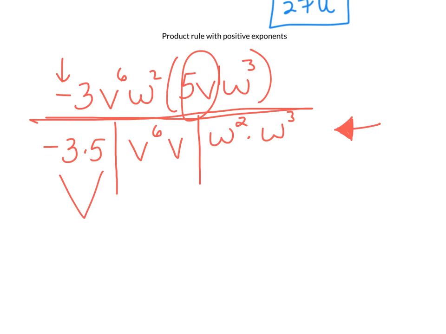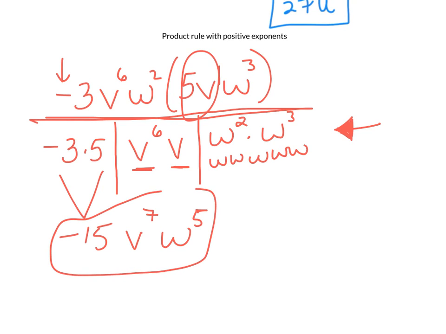All right, back to our problem. Negative 3 times positive 5 gives us a negative 15. If we have 6 v's joining 1 v, that's going to give us a total of 7. And again, you have 2 w's, and then we have 3 more w's. How many altogether? We have 5 w's. That's it. It's just that simple. It's just a matter of not panicking, not looking at this big ugly thing in the beginning and just being like, oh my gosh, that's scary. Just follow these steps, rearrange things so that everything's sitting next to each other, and then just tackle it one step at a time. All right, I hope that helped.